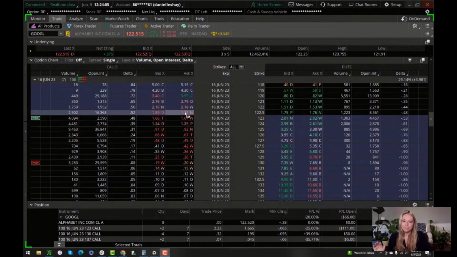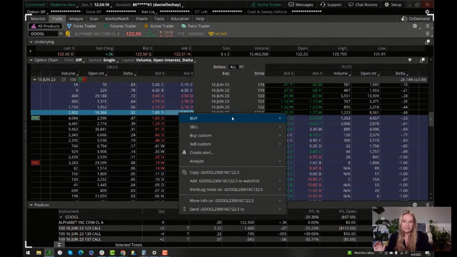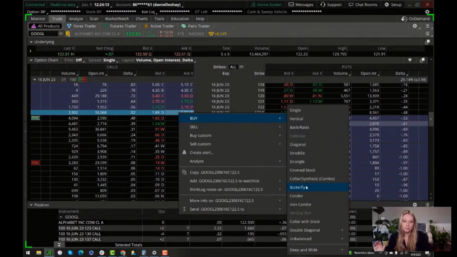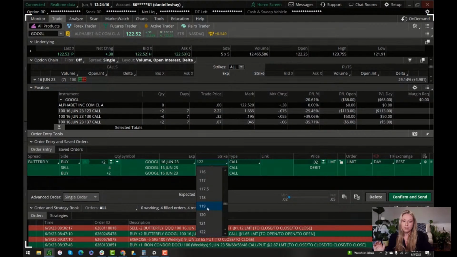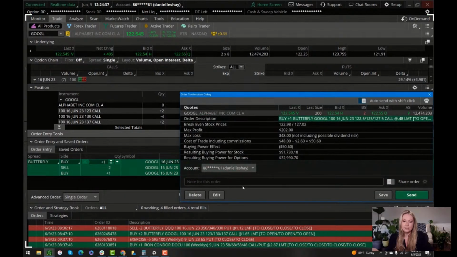At that point, you can put on a butterfly. This is not a butterfly lesson. I will be doing more lessons on butterflies. But you can say, all right, 122.50, let me do 125, and then 127.50. In this instance, this butterfly is a small account trade because it's only costing 49 cents, and you have about a 1 to 4 risk reward scenario here. So you're risking $50 to make a max of $200.